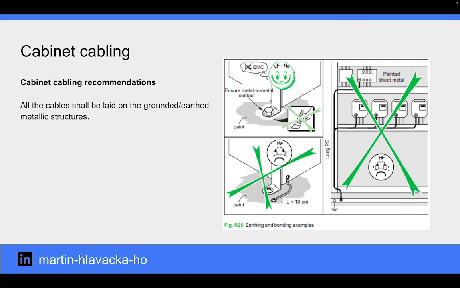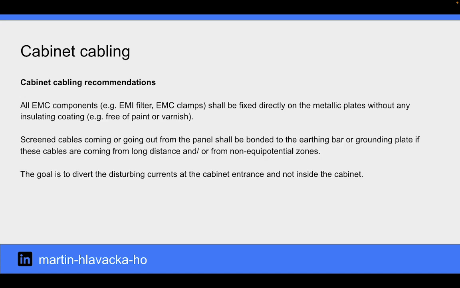All the cables shall be laid on the earthed metallic structures. All EMC components shall be fixed directly on the metallic plates without any insulating coating. Screened cables coming or going out from the panel shall be bonded to the earthing bar or grounding plate if these cables are coming from long distances or non-equipotential zones. The goal is to divert the disturbing currents at the cabinet entrance and not inside the cabinet.